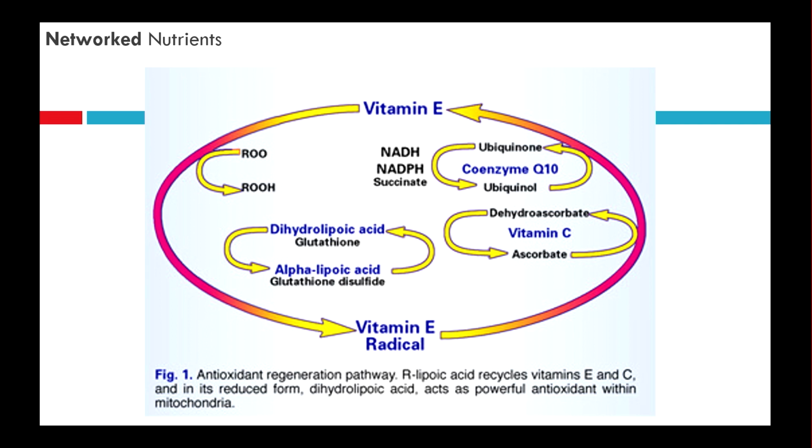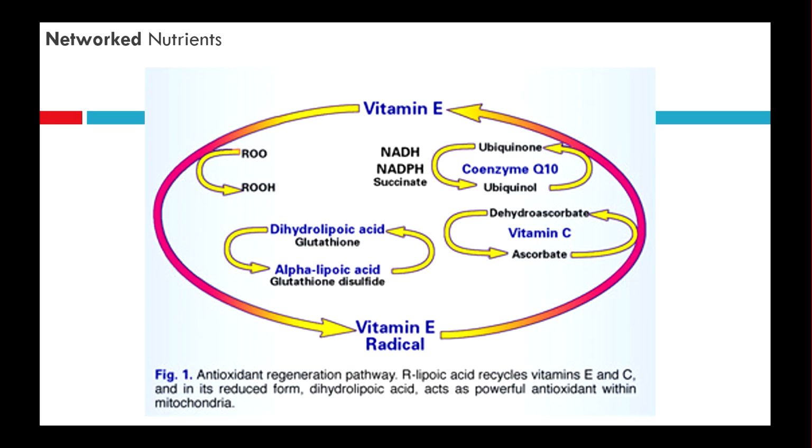So I've said the word network so many times, and this is an example of network nutrients. This is the antioxidant regeneration pathway. You could see that vitamin E regenerates CoQ10, regenerates vitamin C, regenerates lipoic acid.